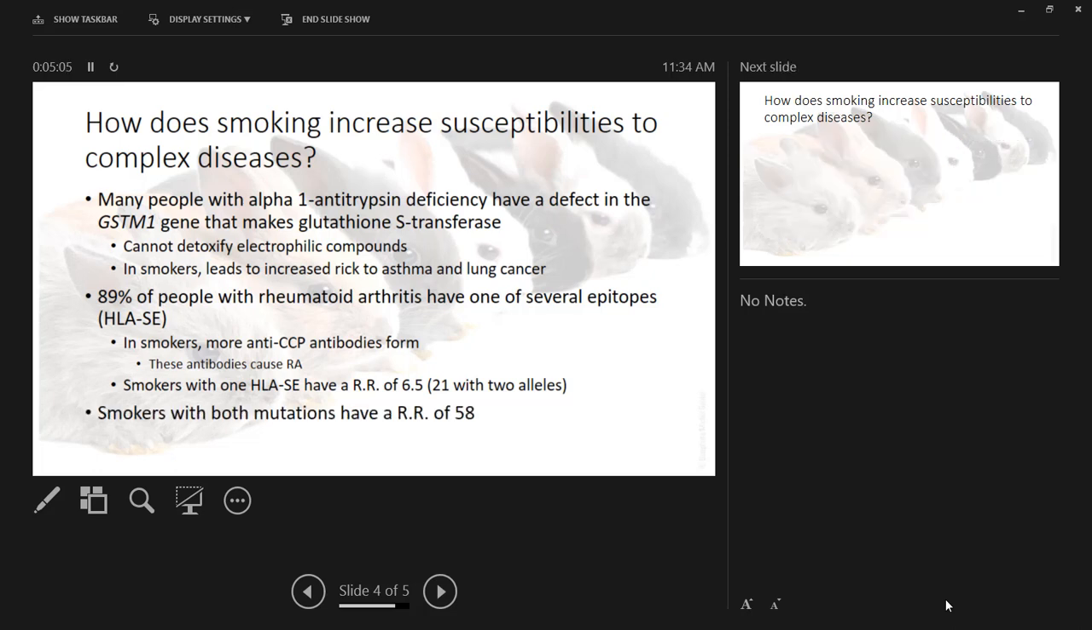And then finally, here, we have our gene-gene environmental interactions. So gene-gene with a mutation in this gene and a mutation in one of these genes and are smokers, you now have a relative risk of 58. So you're almost 60 times more likely to develop rheumatoid arthritis if you have a mutation in this gene, a mutation in one of the genes in this gene complex, and you're a smoker. You're almost 60 times more likely to develop rheumatoid arthritis than somebody with none of those factors.